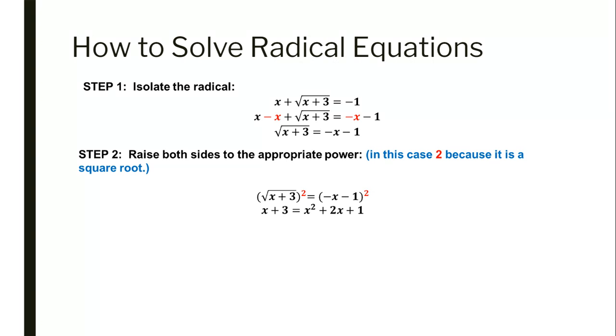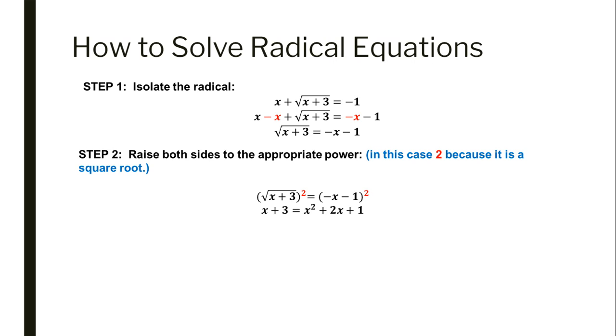Now this point that you have to distribute or otherwise FOIL is very important. If you don't know how to do that, go Google foiling binomials. FOIL binomials, and you will find the method.